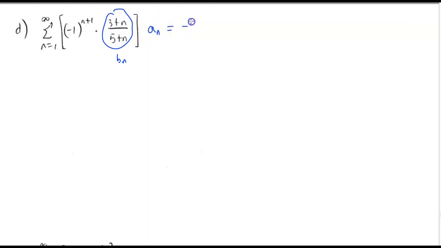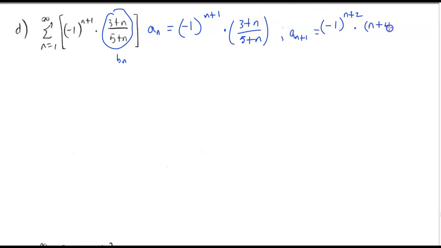So our a sub n here is just going to be negative 1 raised to the n plus 1 times this 3 plus n over 5 plus n. The a sub n plus 1 is going to be negative 1 raised to the n plus 2, because everywhere where we see n, it'll just be n plus 1, times n plus 1 plus 3, which will be n plus 4, and that'll be divided by 5 plus n plus 1, which will be 6 plus n here.